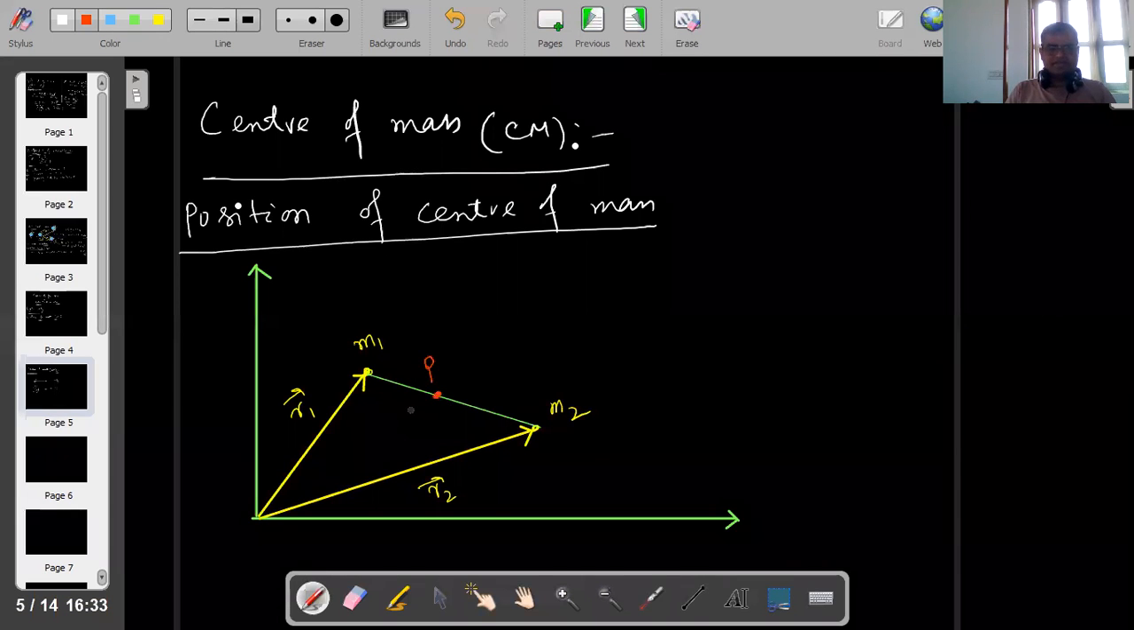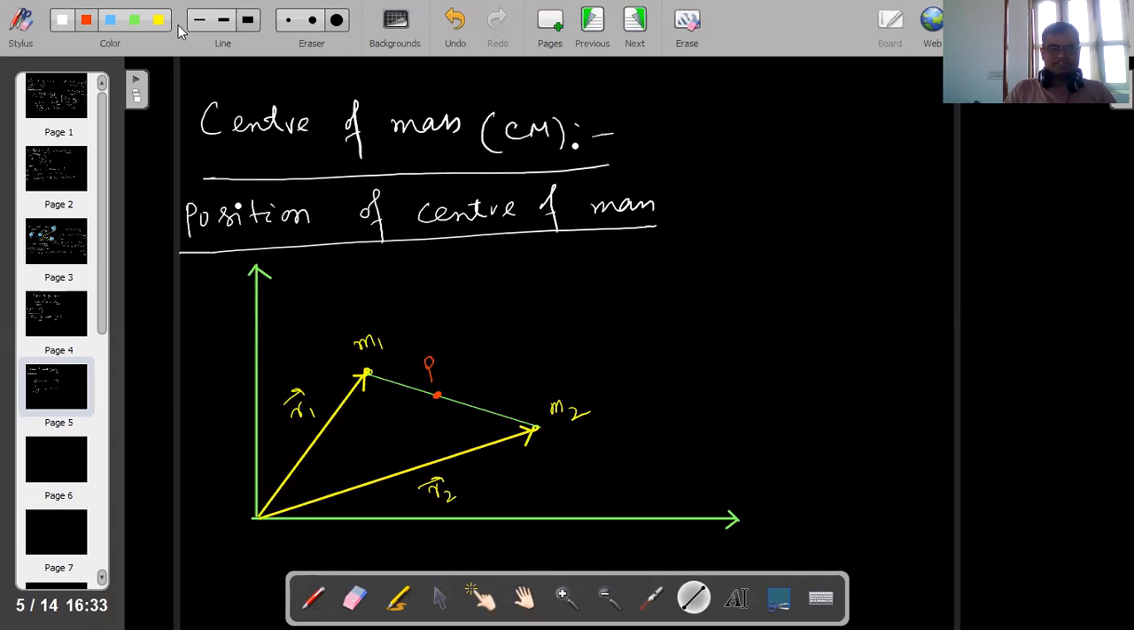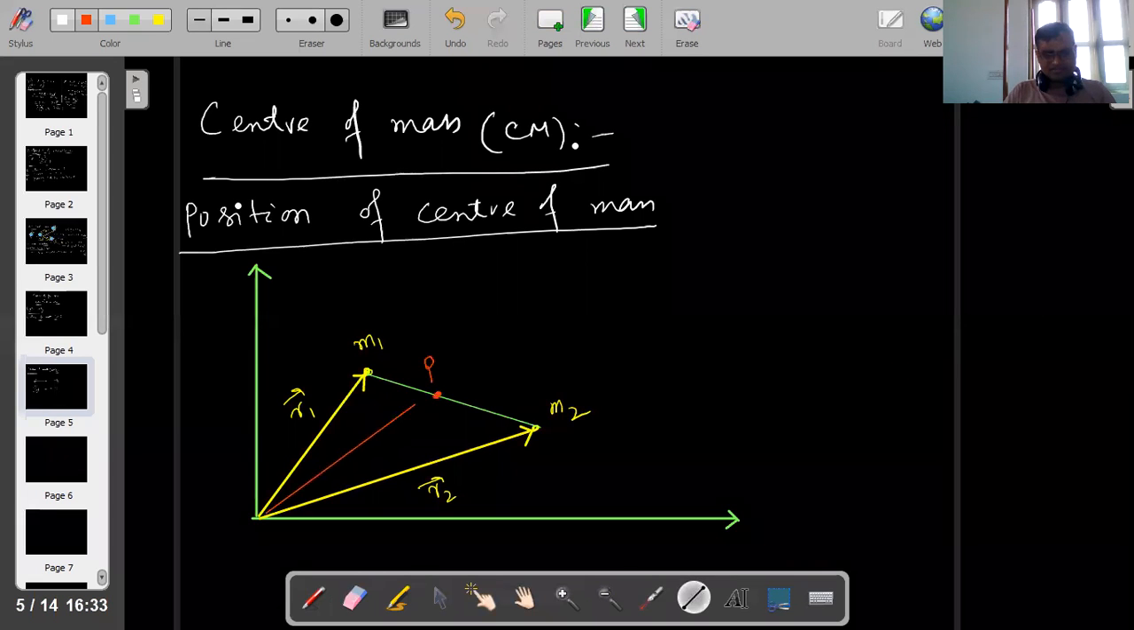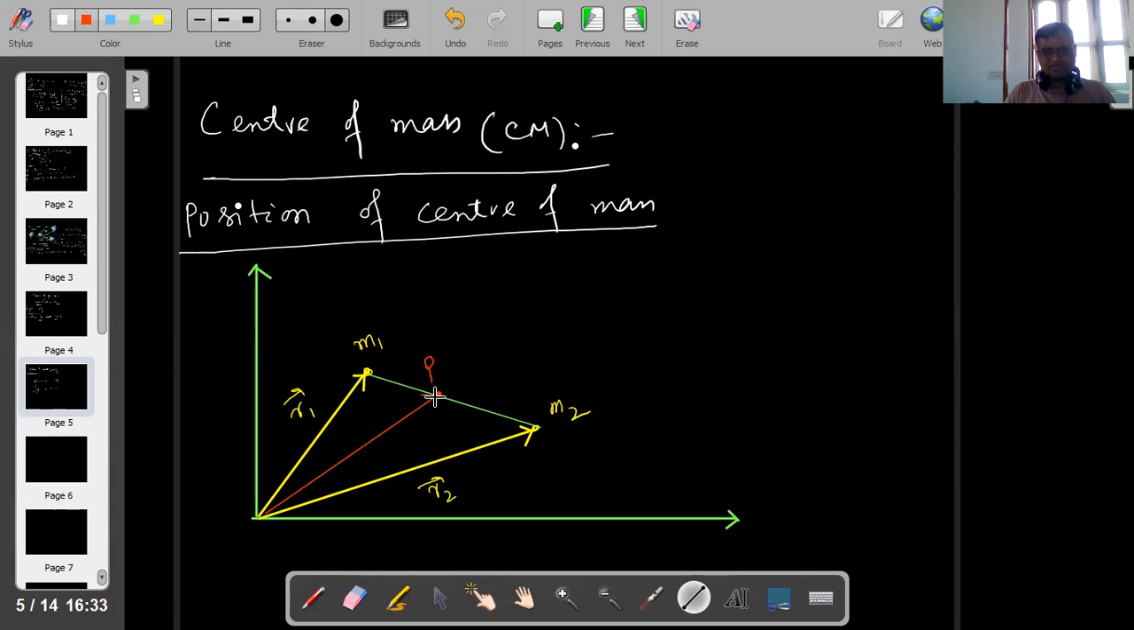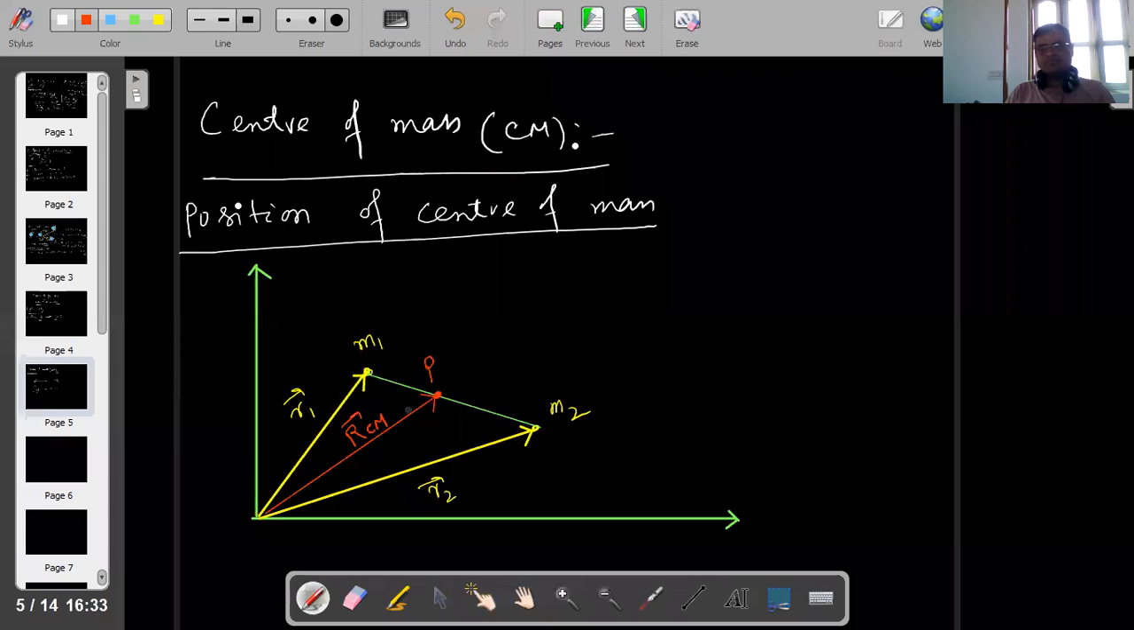The position of the center of mass is denoted R_COM, and this is what I have to find. Understand this? This one is the question mark. Okay, write down.